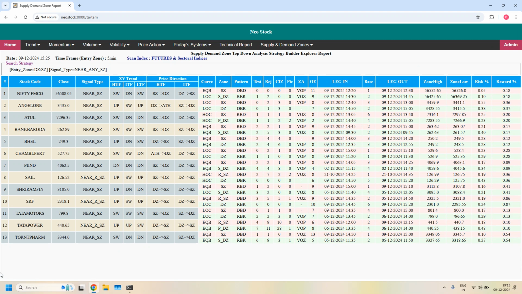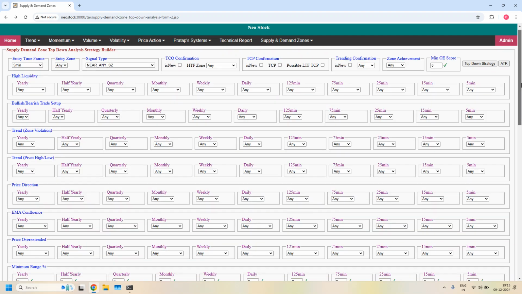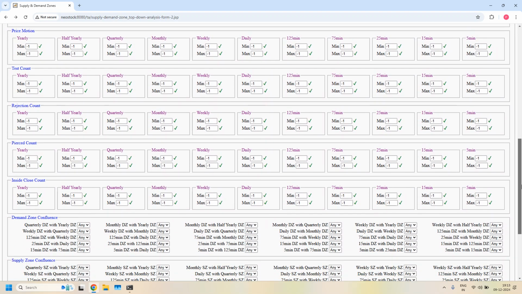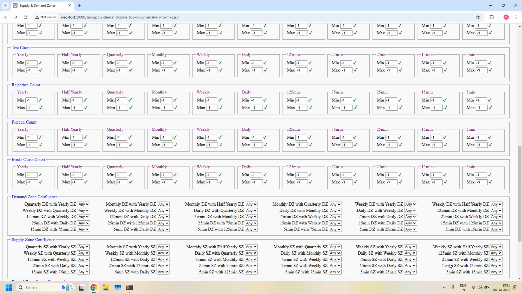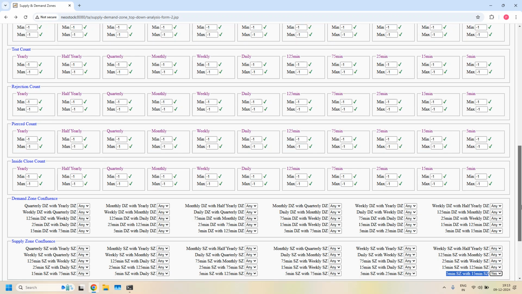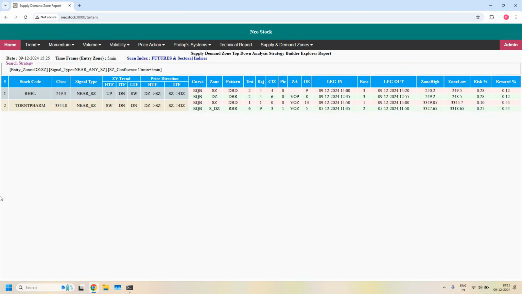Out of these 13, how many are having ITF confluence, supply zone confluence? That is 5 minute supply zone with 15 minute supply zone confluence. I'm enabling that filter. So with this filter, we got 2 stocks. So this is about stocks near demand and supply zones for different time frames.